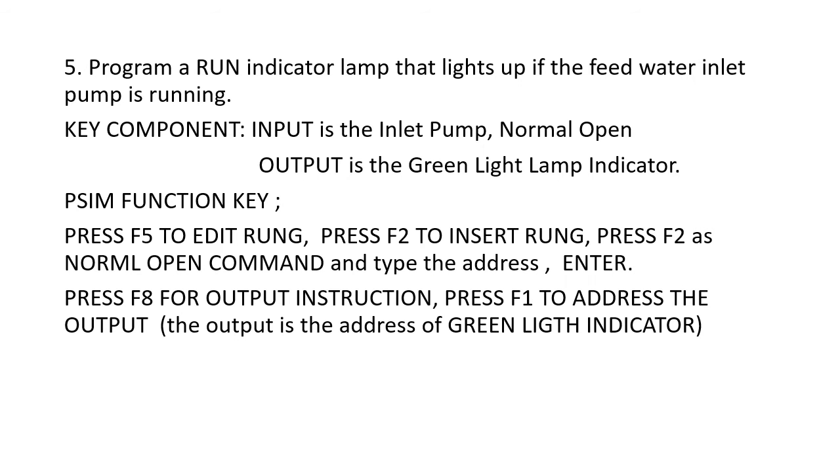So for task 5, program a run indicator lamp that lights up if the feed water inlet pump is running. So if the inlet pump is running, the light indicator will turn on, the green color. The key component: input is the inlet pump, normal open. The output is a green light lamp indicator, which is also a normal open output. So if the input is activated, the output is also activated, which is the green light lamp. The PSIM function is the same process again.